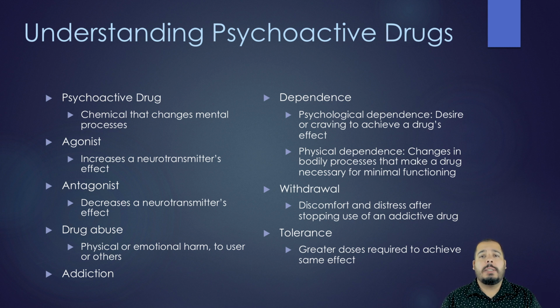An agonist is a substance or drug that increases a specific neurotransmitter effect, while an antagonist does the opposite. It decreases or blocks the effect of a neurotransmitter. Some drugs such as heroin act as opioid agonists, whereas naloxone is an antagonist of heroin. Endorphins typically activate opioid receptors in the brain.